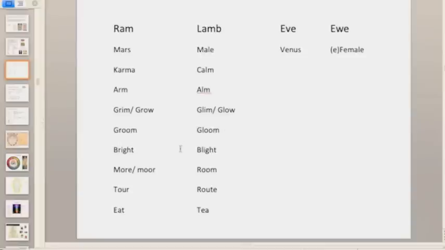This is opposite now. Bright, blight. Opposite. Left is good, right is bad. You see how they flip? Yeah. Mars, more, creates more room. Tour and route. Look at the word backwards. Which route are you taking? Well, I'll be taking that tour. You see that? You've got to look at words within words. You eat your tea.